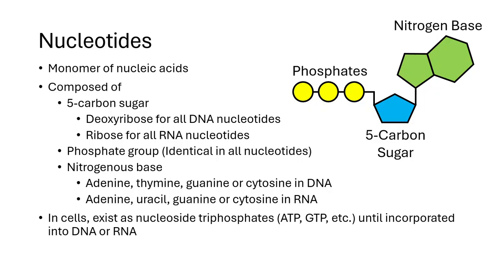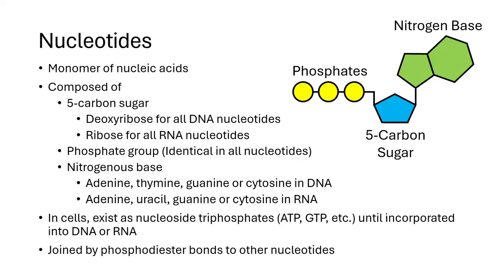Now, inside the cell, in the nucleus and the cytoplasm, these nucleotides usually exist as nucleoside triphosphates, like ATP, adenosine triphosphate, or GTP, guanosine triphosphate, until they're incorporated into DNA or RNA. So you have these free-floating nucleotide triphosphates, and they can get used to produce DNA or RNA molecules. When they're incorporated into a DNA or RNA molecule, they're going to be joined together by what are called phosphodiester bonds between the 5-carbon sugar and the phosphate of the next nucleotide.